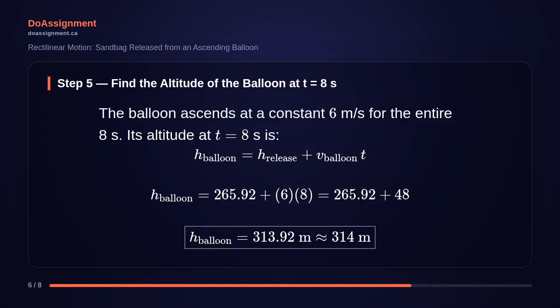The balloon continued rising at a constant 6 meters per second for the entire 8 seconds. Starting from the release altitude of 265.92 meters, it climbed an additional 6 times 8 equals 48 meters. Adding those, 265.92 plus 48 equals 313.92 meters. So the balloon is approximately 314 meters above the ground when the bag hits.